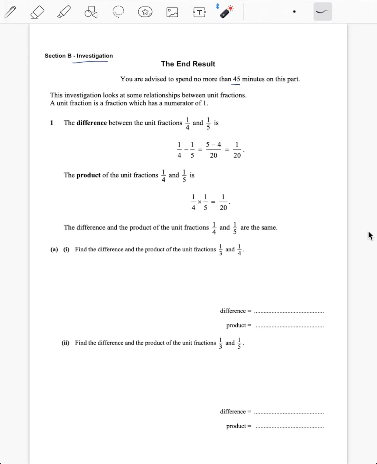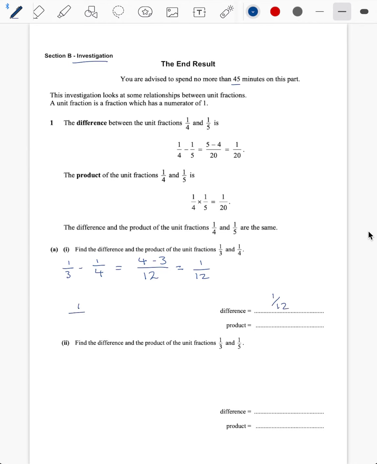So the first one, part A part 1, is to find the difference between the unit fractions a third and a quarter. Now they've already shown me how they want me to present this, so what I'll probably do is try and write out in the same way as they've done here. So I need to do, and get it the right way around, a third minus a quarter, which is equal to, if we combine them it's going to be 3 and 4, so that's going to be 12. So it's going to be 4 over 12 minus 3 over 12, which is going to be equal to 1 over 12. So the difference is 1 over 12.